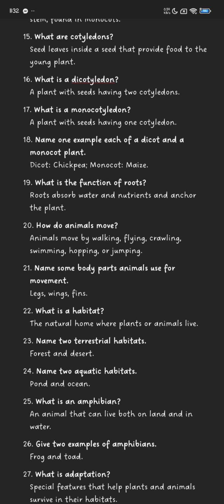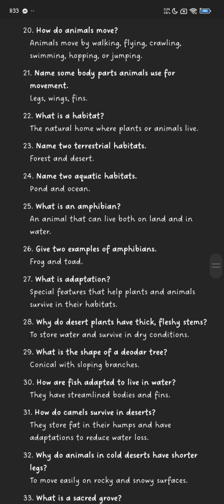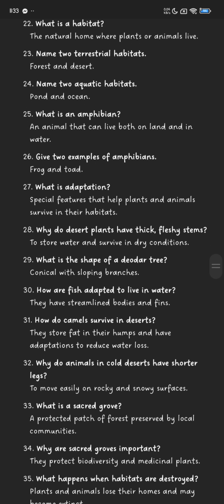What is a habitat? The natural home where plants or animals live. Name two terrestrial habitats: forest and desert. Name two aquatic habitats: pond and ocean. What is an amphibian? An animal that can live both on land and in water. Give two examples of amphibians: frog and toad.